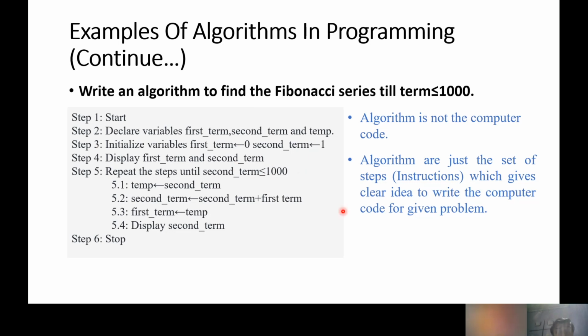Right? Repeat the steps until the second term is less than 1000: temp is equal to second term, second term is equal to second term plus first term, first term is equal to temp, and display the second term. And stop.